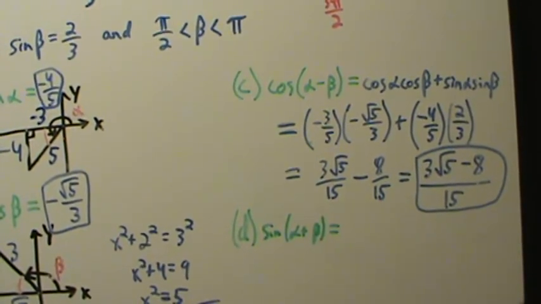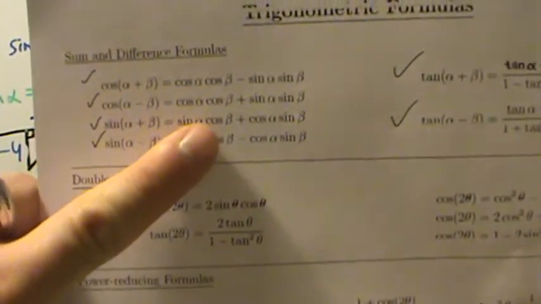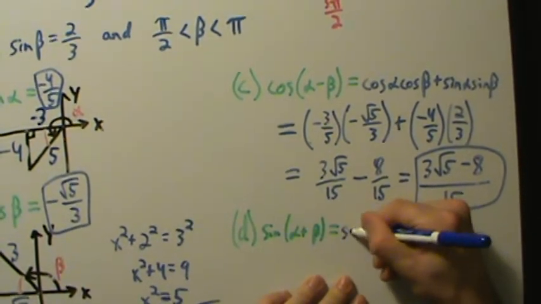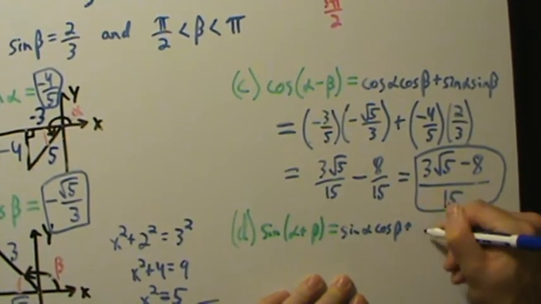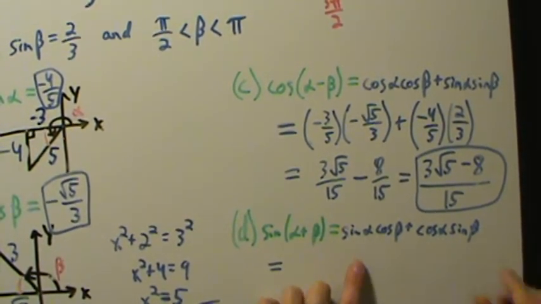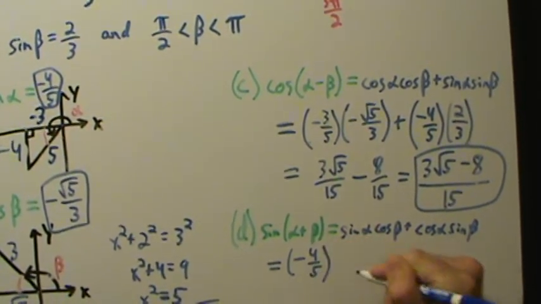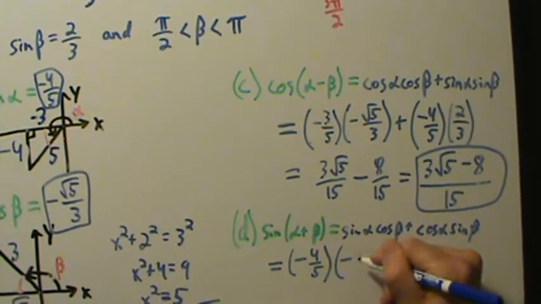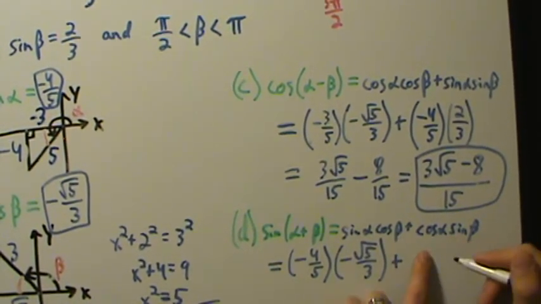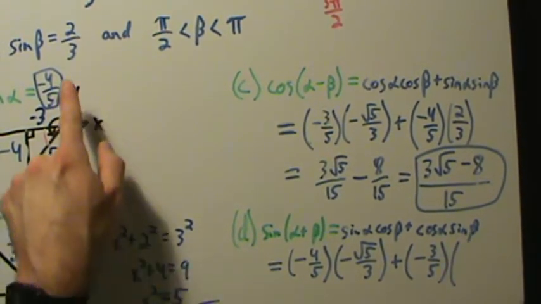Okay. And if we go back to our formula sheet here, sine of alpha plus beta is sine of alpha cosine of beta plus cosine of alpha sine of beta. And again, it's the same 4 numbers, just in a different order. So sine of alpha we found in part A, it's negative 4 over 5. Cosine of beta we found in part B, it's negative root 5 over 3. And then plus cosine of alpha, which we were given, is negative 3 over 5. And then sine of beta we were also given, it's positive 2/3.